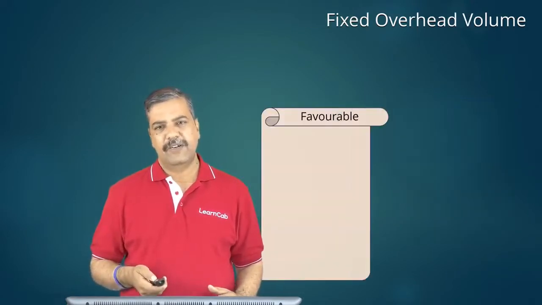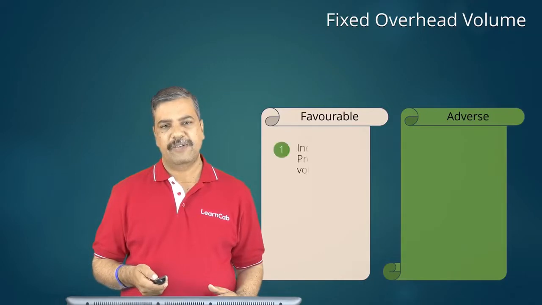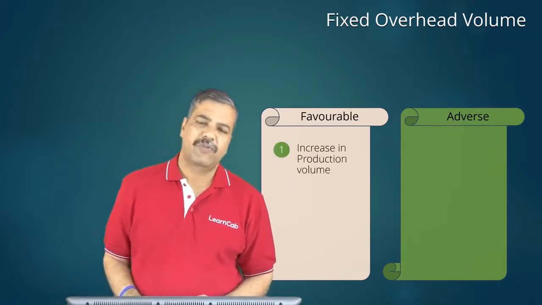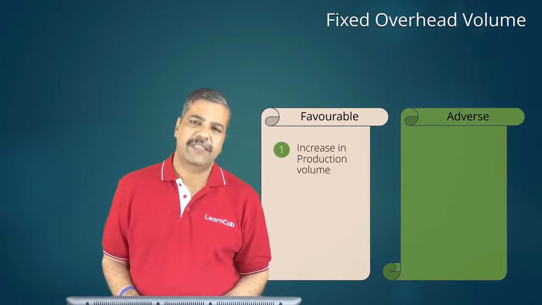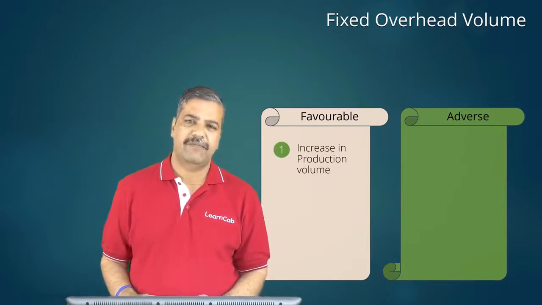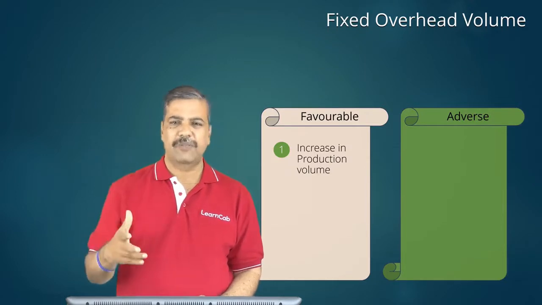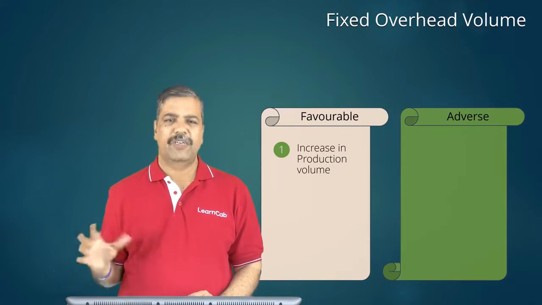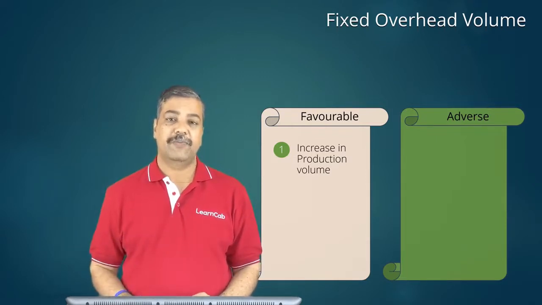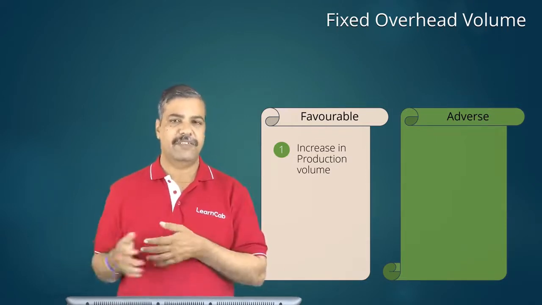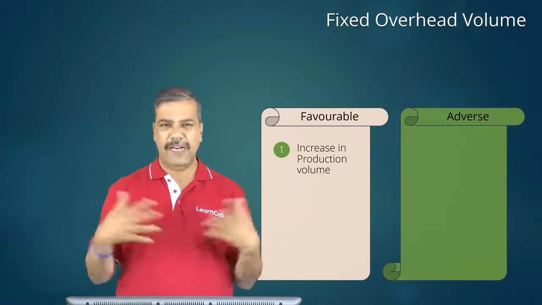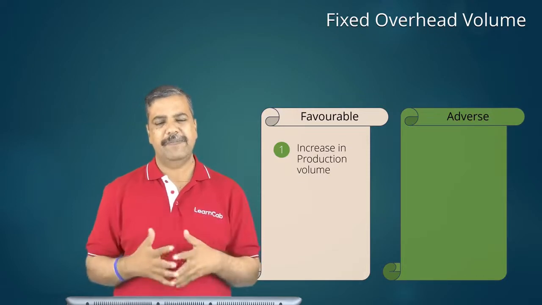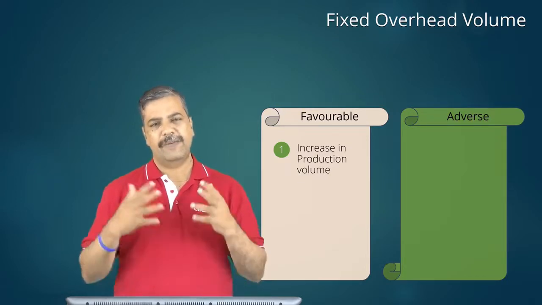So next is fixed overhead volume variance. So what are the favorable things we can talk about? Increase in production volume. So see, fixed cost doesn't directly relate to the number of units you manufacture. You manufacture 0 units, still you need to incur the same fixed cost. You manufacture 1000 units, same fixed cost. 10,000 units, same fixed cost. 1 lakh units you manufacture, same fixed cost. So fixed cost remains the same.